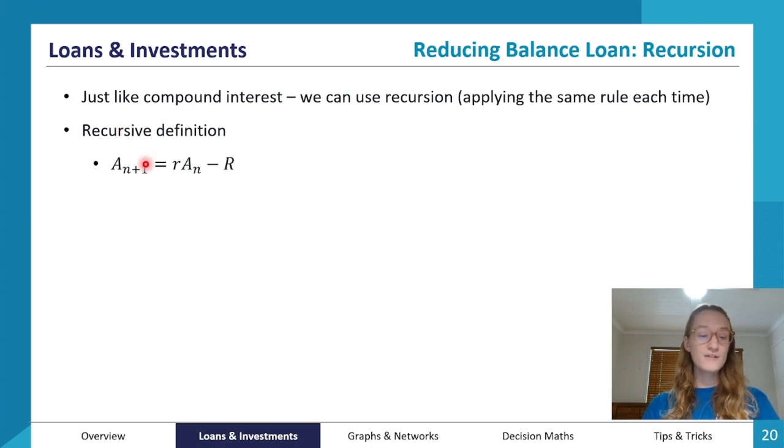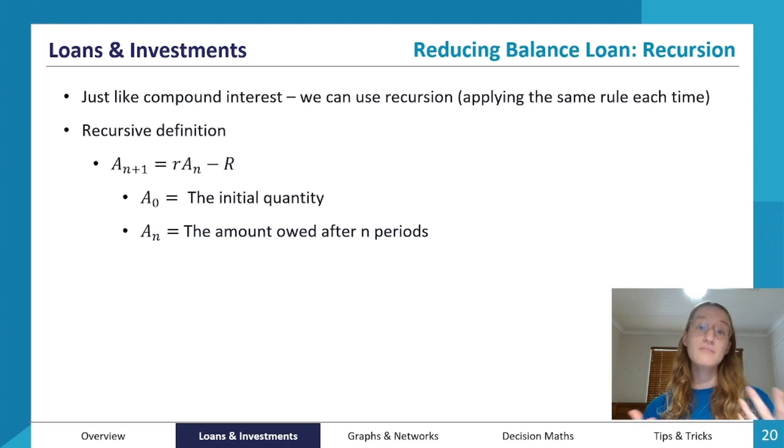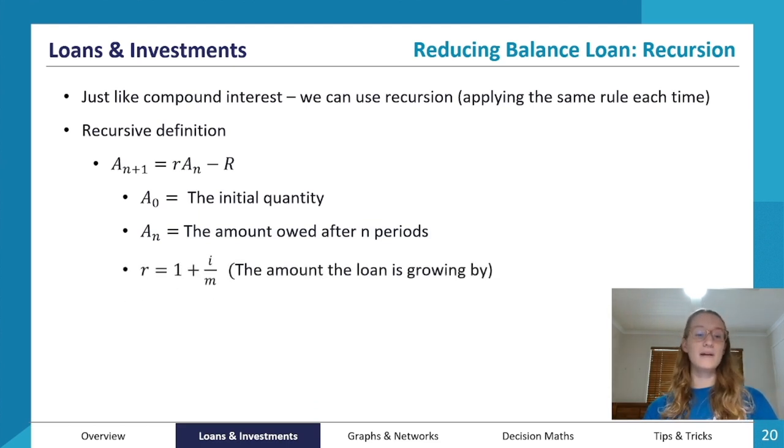So the value of the loan after n plus 1 time periods is equal to the previous value multiplied by R, which is the rate at which it's growing, the compound interest rate, take away capital R, which is our monthly repayment amount, or our weekly repayment amount, or our yearly repayment amount, whatever compounding time period we're working with. So A0 is again the initial quantity of the loan. An is again the amount owed after n periods.